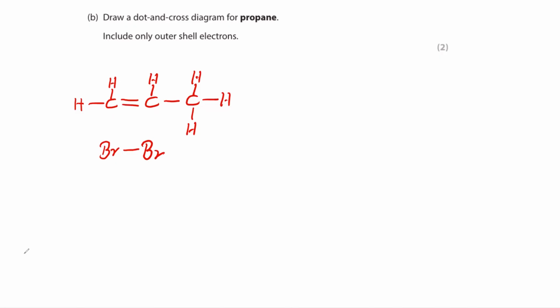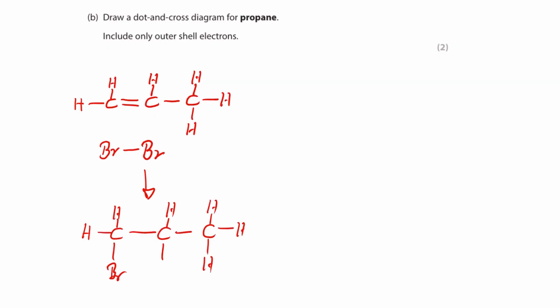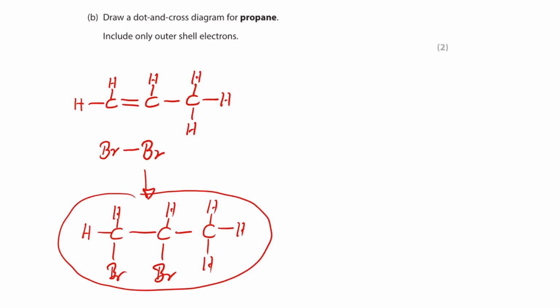So when they react, what we are going to get here is hydrogen, carbon, hydrogen, and carbon, hydrogen, CH3. Now the two bromine atoms go there and attach to it. I don't see any other way they react. So for propene, I will see only one product forming. Let's go to propane.